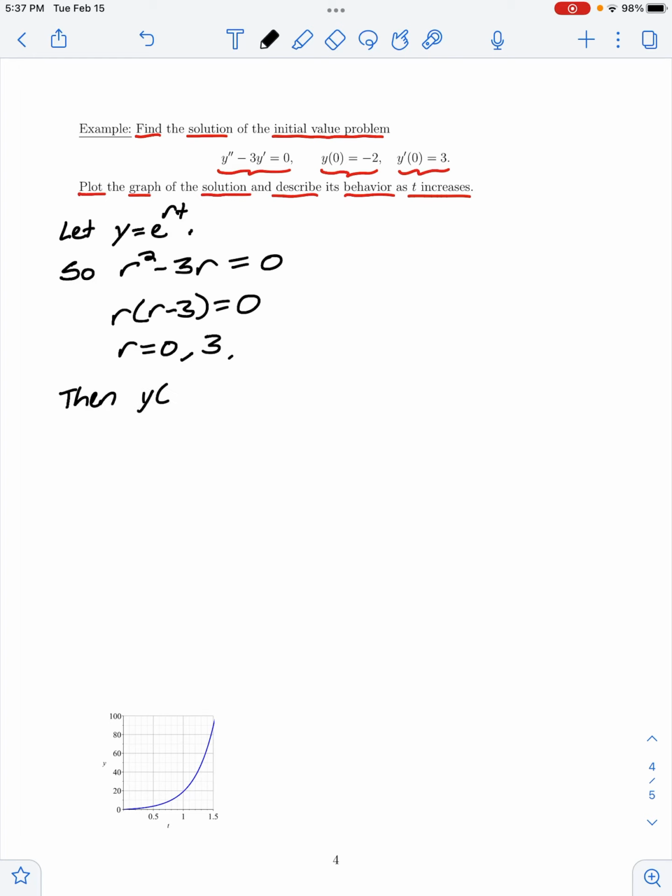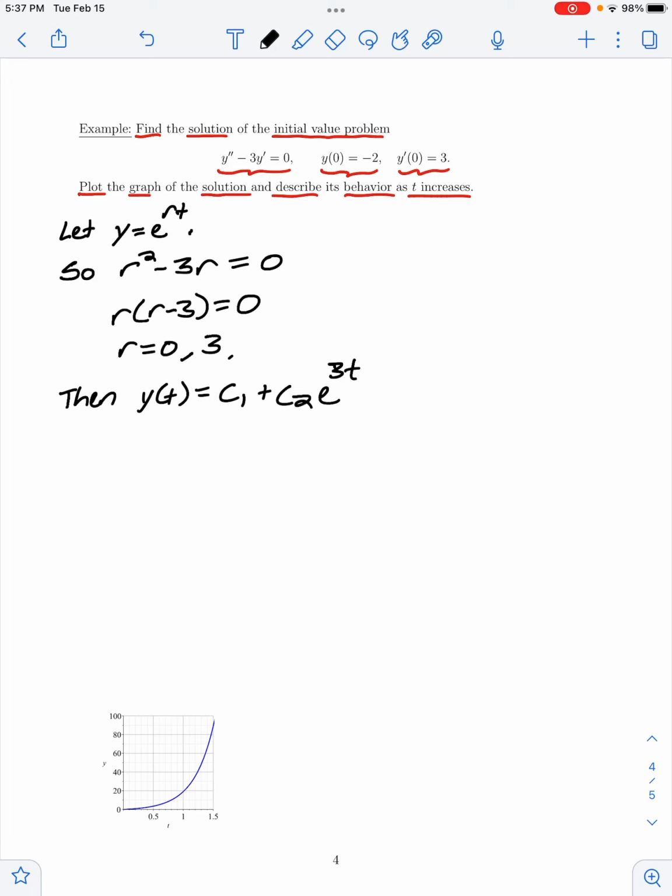I have my general solution, y of t, given by c1 times e to the 0t, which is just e to the 0, or 1. So I have c1 times 1, plus c2 times e to the 3 times t.